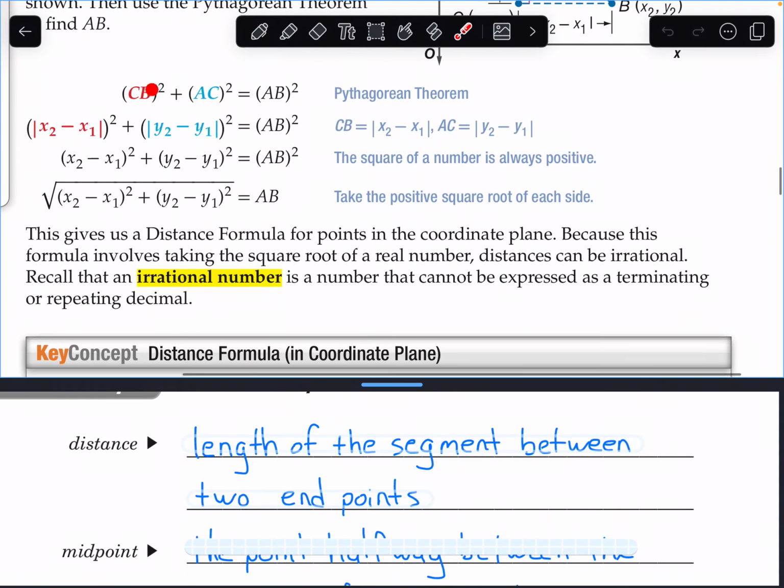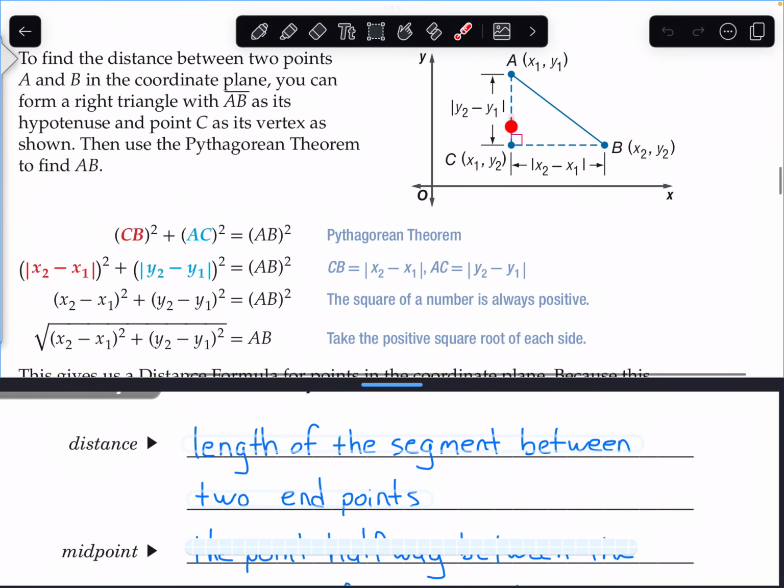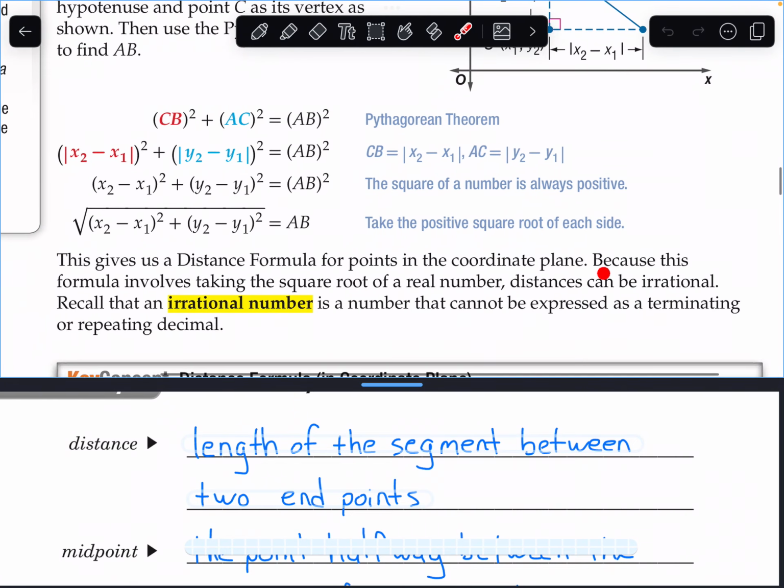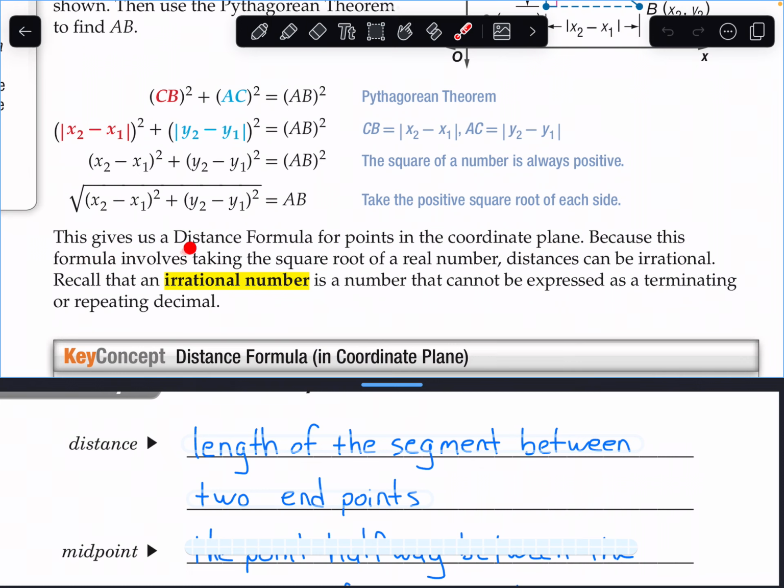But notice what they've done is they've taken that Pythagorean theorem setup and they've noticed, hey, the distances for the two legs of those triangles can be found as we did with the distance on the number line. It's the absolute value of the difference there. Of course, squaring an absolute value is going to make it positive anyway, so we don't really need the absolute value symbols, and we'll just take the square root of both sides to resolve that final distance of the diagonal portion. This gives us a distance formula for points in the coordinate plane.